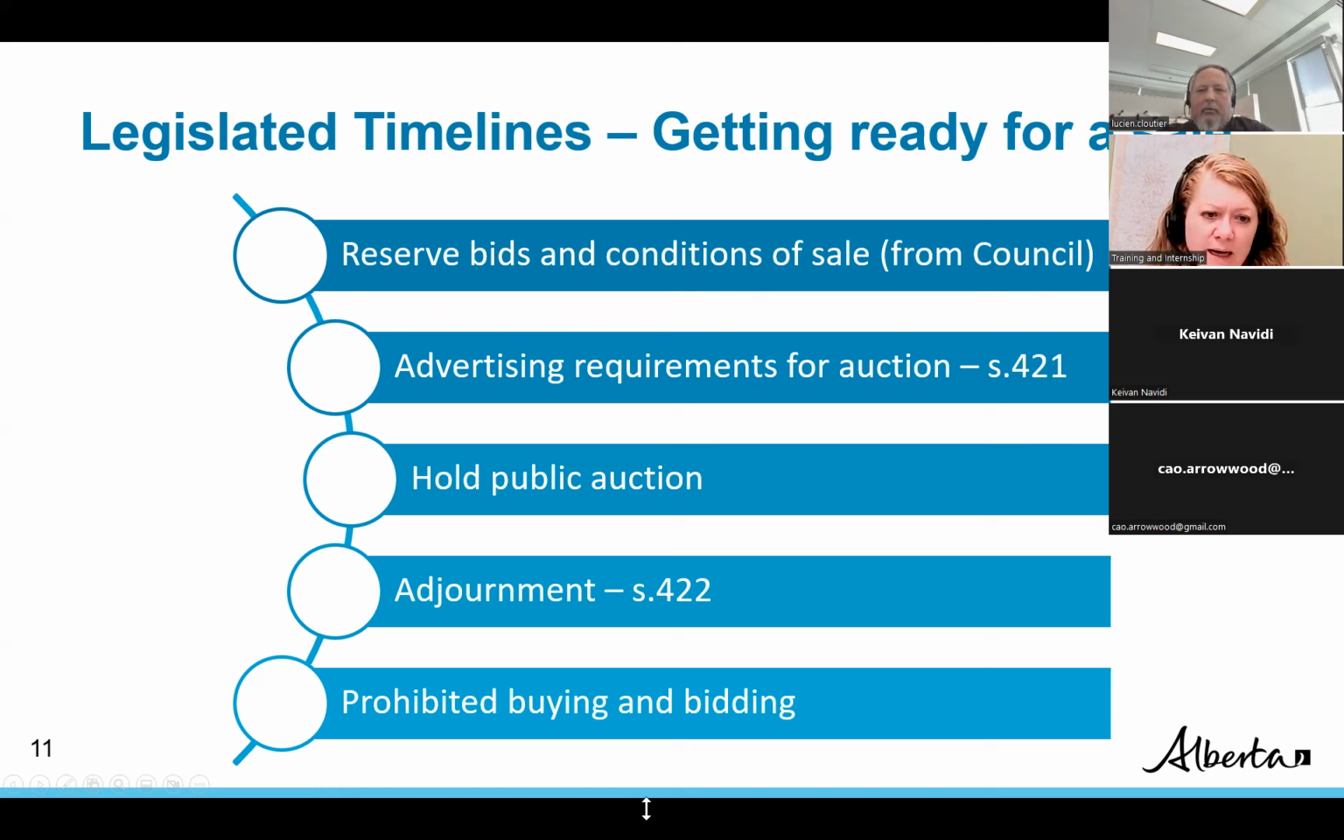Again, for the properties added to the list in 2024, the auction must be held between April 1st, 2025 and March 31st of 2026.